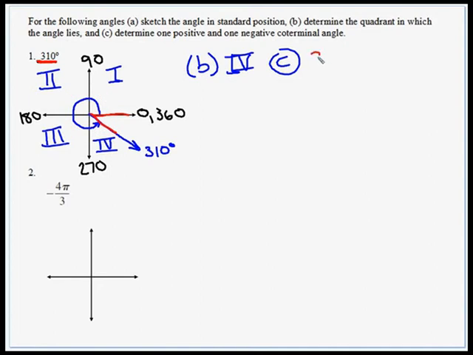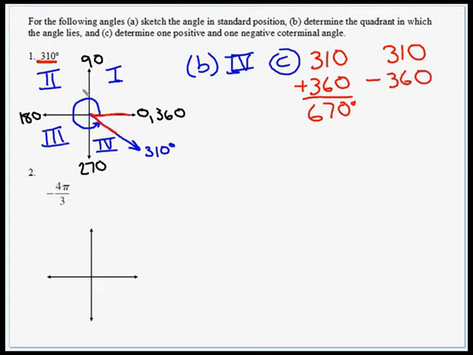So we started with a 310 degree angle, and we're going to add another circle to it, 360. So our positive coterminal angle is going to be 670 degrees. For our negative coterminal, we're just going to subtract 360 from 310. In a circle, there's only 360 degrees to go around. We've already used 310 of those degrees up. If we subtract a circle from the 310, we get negative 50.